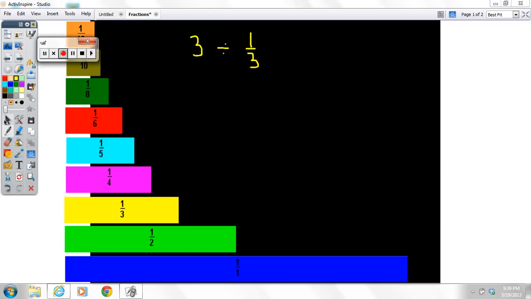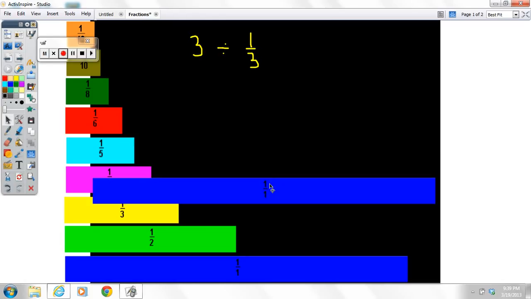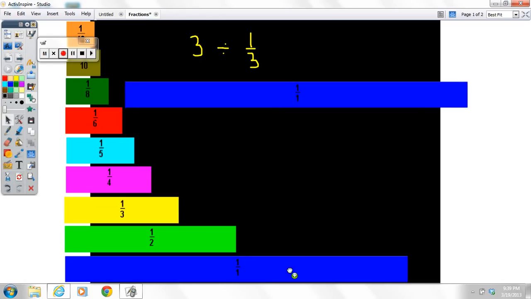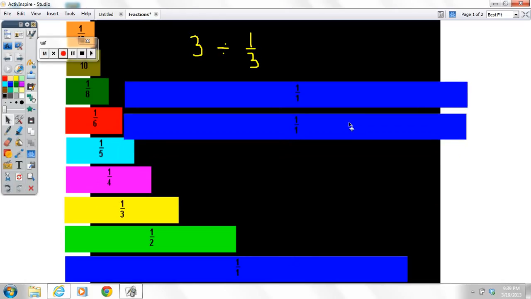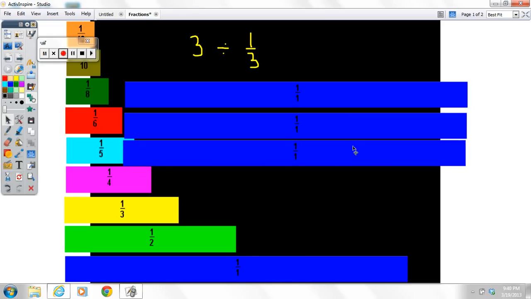Let me show you another example here. We have 3 and we're dividing it by 1/3. That means we're going to take 3 whole bars and divide each of these 3 whole bars into thirds. Well, if we're dividing the 3 whole bars into thirds, that means there are going to be 3 equal pieces. I would make a line here, and I would make a line somewhere here. So this one whole bar would have 3 pieces.